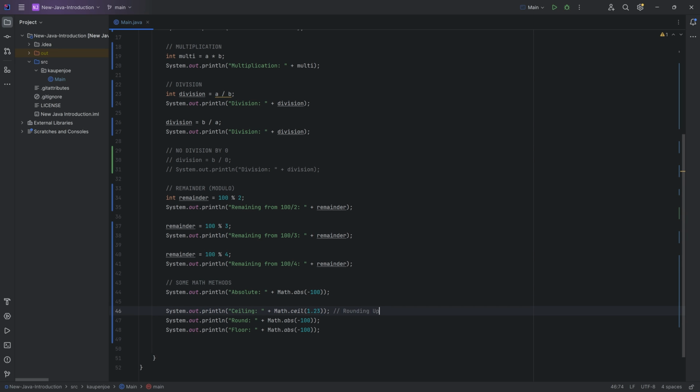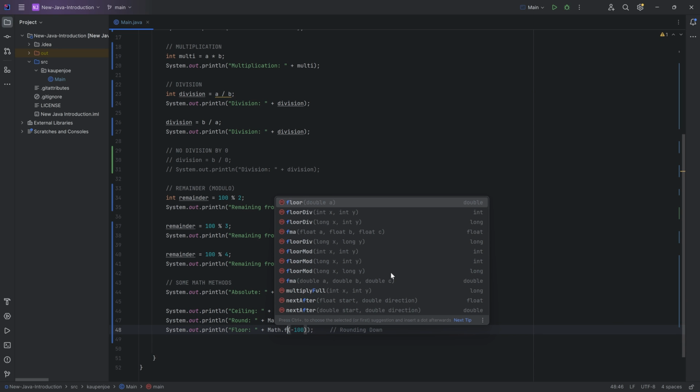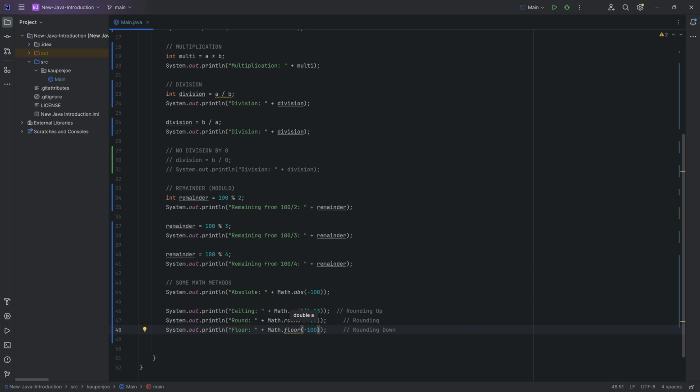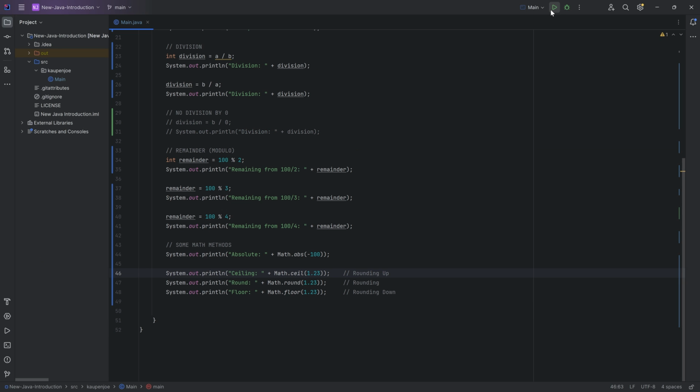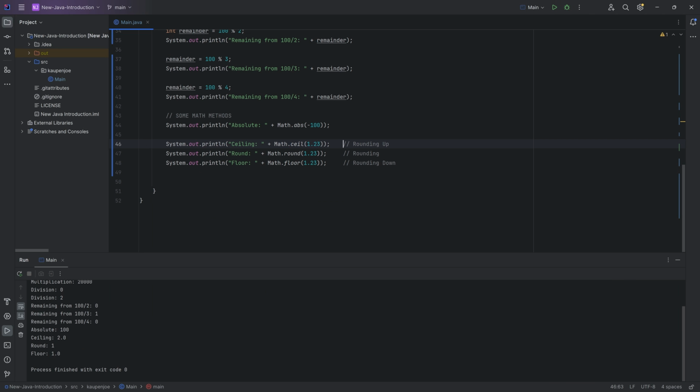So this is rounding up. And then this is going to be our rounding over here. And then lastly, we also have the rounding down. So instead of ceil, this is going to be round over here. And once again, we're just going to put in the same number just so that we see the different things that are going to happen. And the last one is the floor, which is also going to be 1.23 here in this case. And what we'll find if we run this, you can see ceiling over here, we're ceiling this to 2. We're rounding this to 1, and we're flooring it to 1.